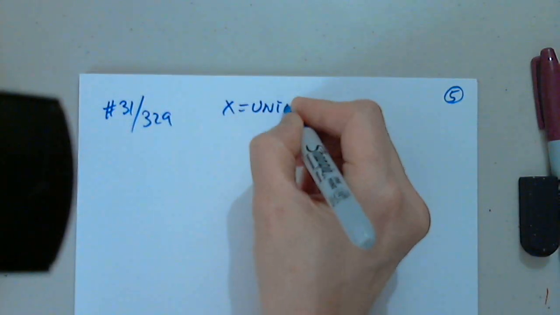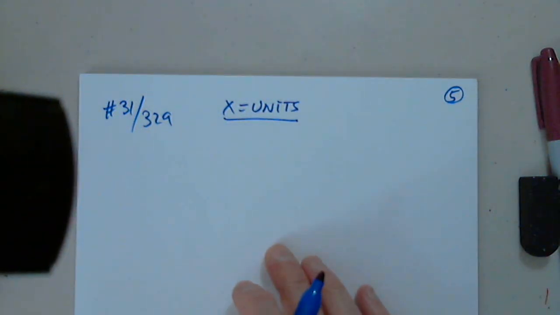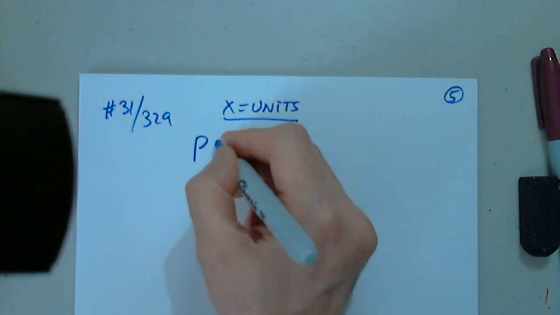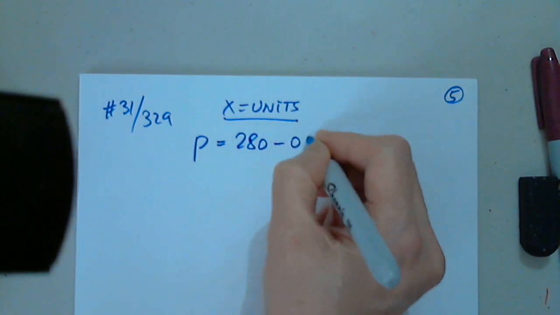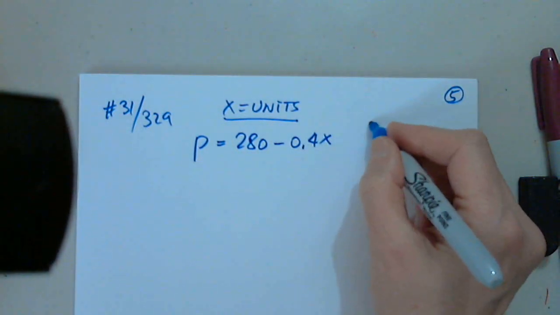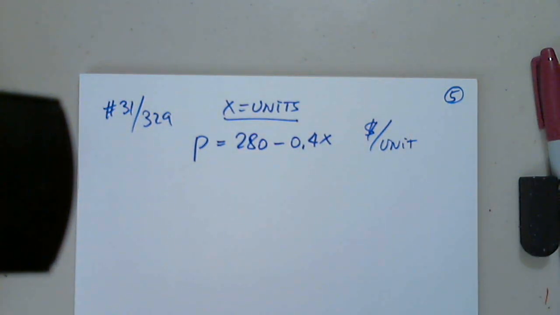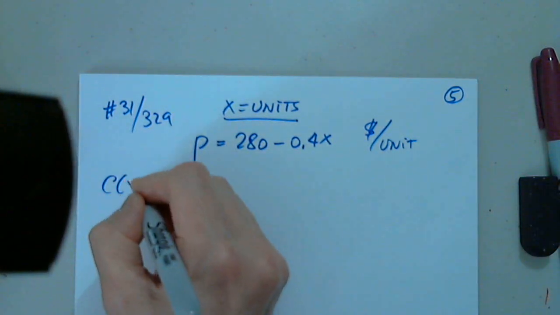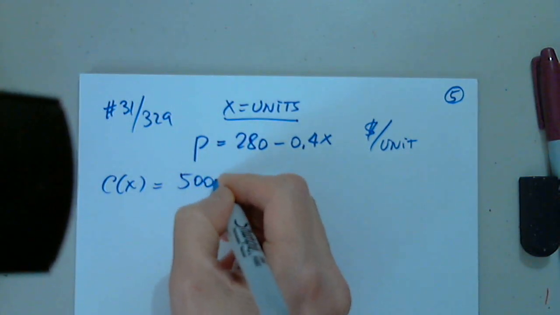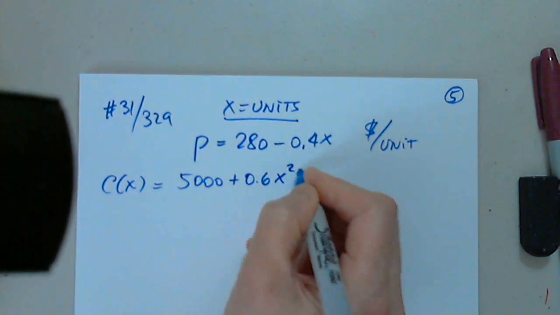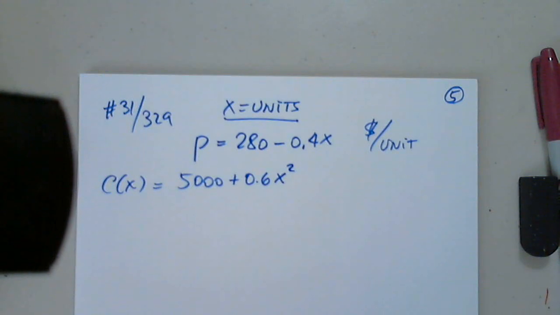Maximizing profit. Riverside Appliances is marketing a new convection oven. It determines that in order to sell X, so X is number of units, always take notes, X is number of units, the price per oven, so P equals 280 minus 0.4X, in dollars per unit. It also determines that the total cost is 5,000 plus 0.6x squared. Find the total revenue.